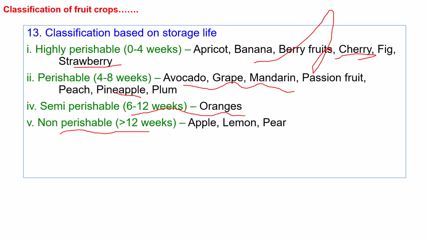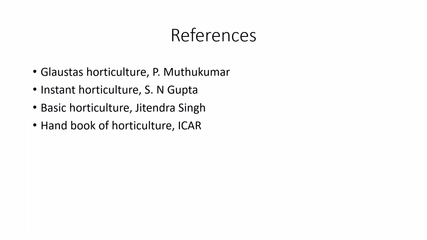Then non-perishable, they can be stored without damage for more than 12 weeks. A good example is apple. Apple will be available even after 2 months of harvest. Then lemon, then pear, they are non-perishable fruits. So these are the references, and this is just a basic classification of fruit crops, and there are many other classifications which you can go through in detail from books. So thank you.